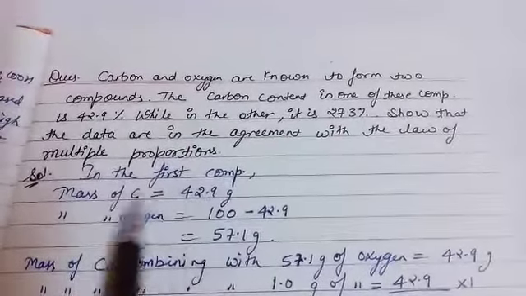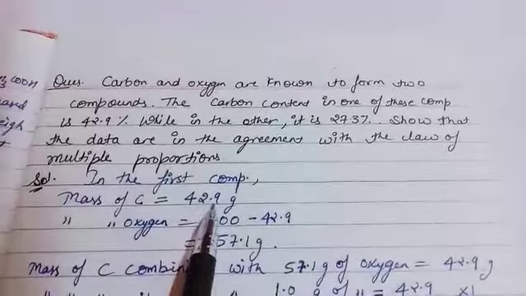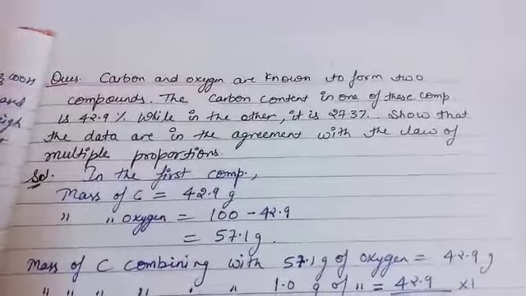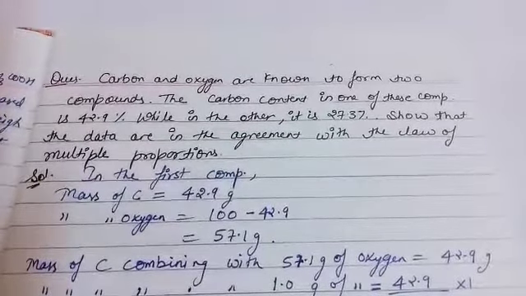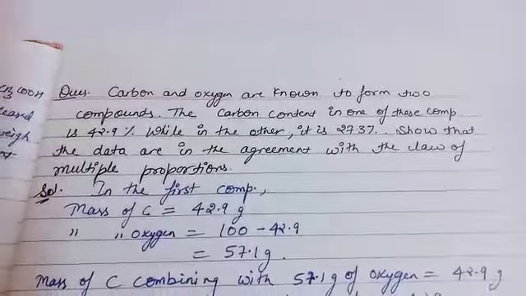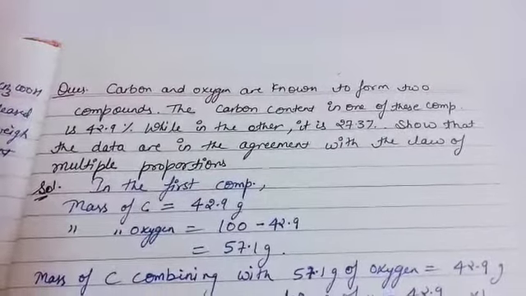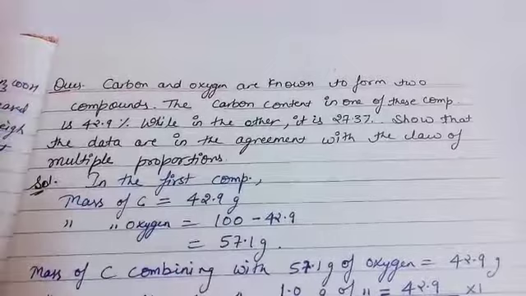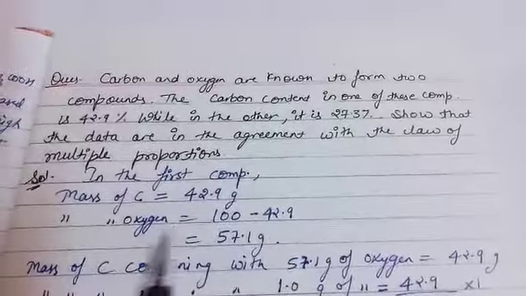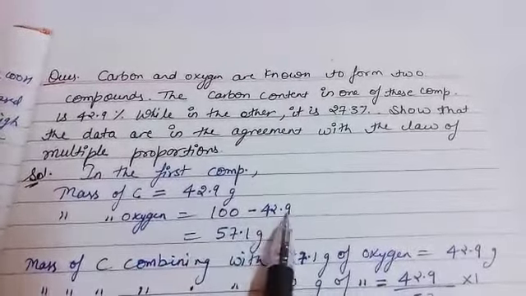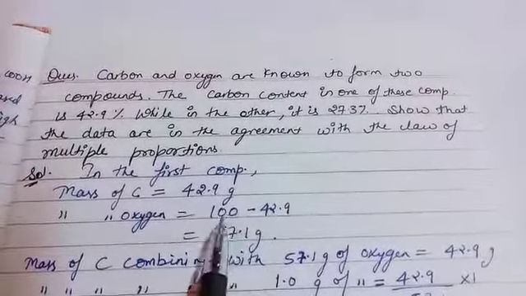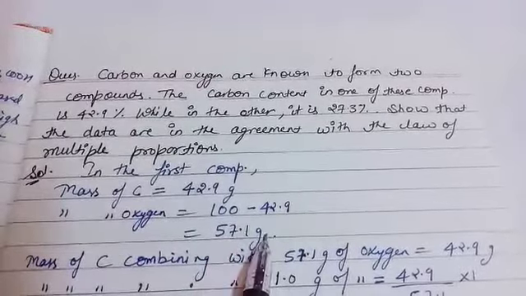So in the first compound, the mass of carbon is 42.9 gram. From where does this gram come? Here percentage is given. We have to consider that the total percentage is 100. So 42.9% of 100 is equal to 42.9 gram. Now the mass of oxygen is the remaining, 100 minus 42.9, because the total is 100. So 100 minus 42.9 is 57.1 gram.